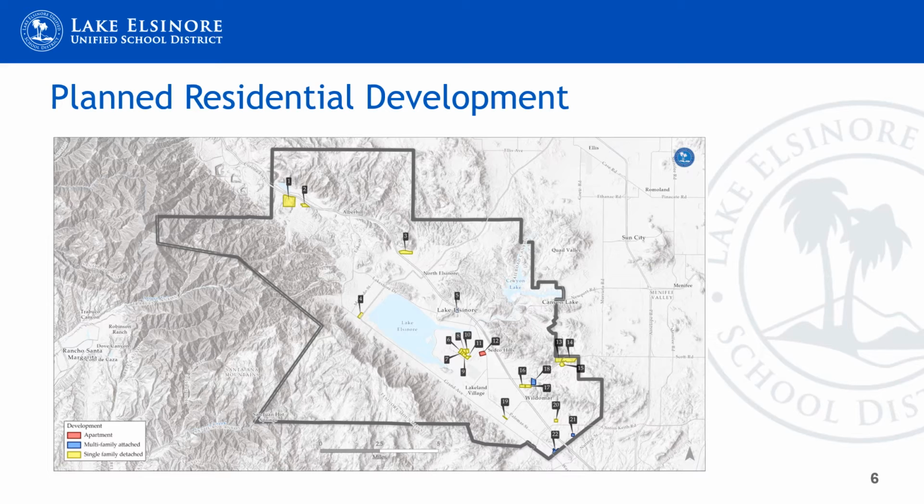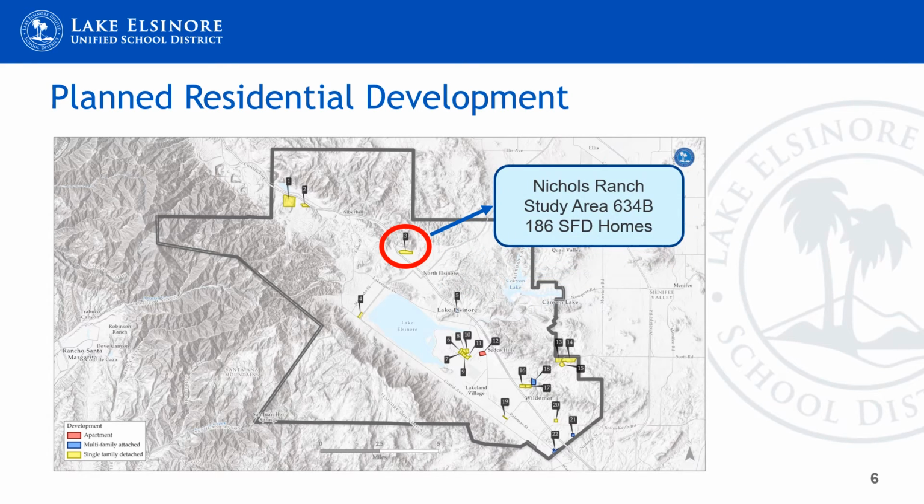This map shows the locations of the 22 planned housing developments known to us at the time our demographers created this report. As an illustration of how student yield factors are used to estimate the number of students a new development will produce in the future, let's take a look at Nichols Ranch development. Nichols Ranch development is planned for 186 single-family detached homes.